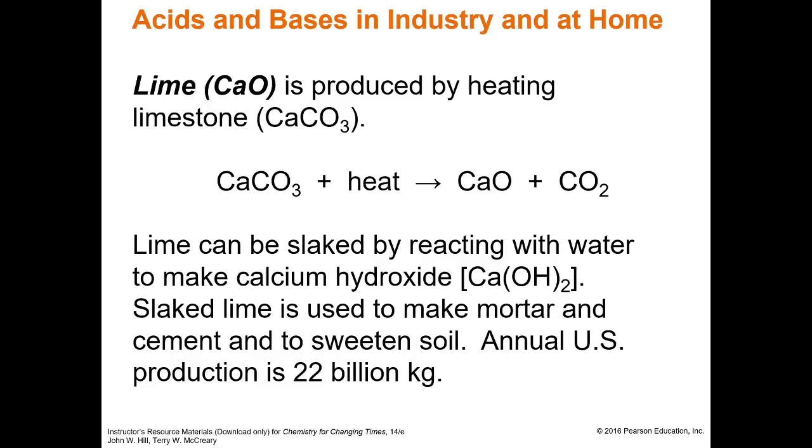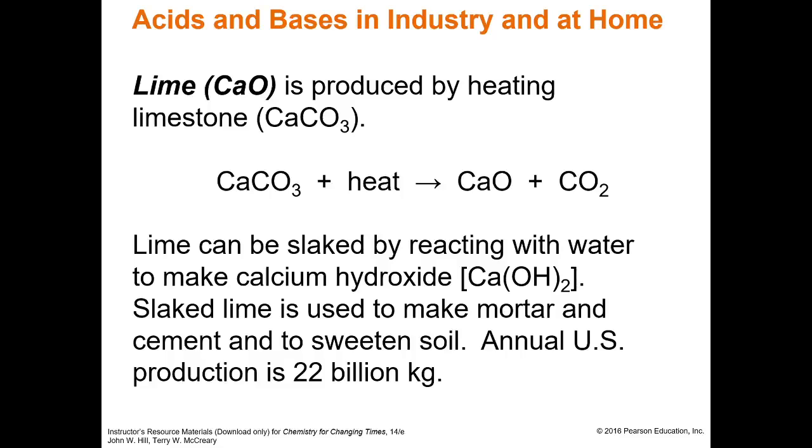Slaked lime is used to make mortar and cement, and to sweeten soil, essentially to remove acids that may build up in the soil and thus cause the plants to die. The annual U.S. production is 22 billion kilograms a year.